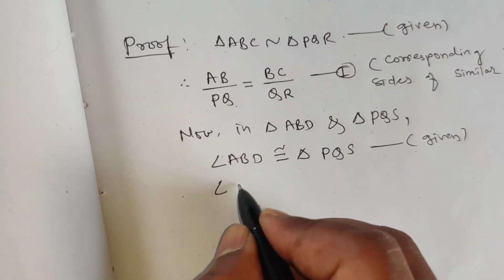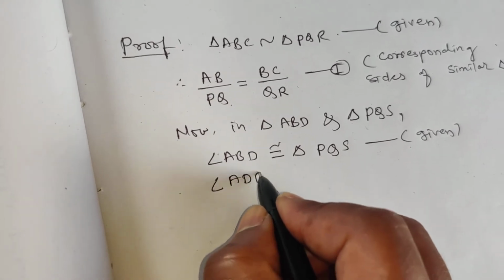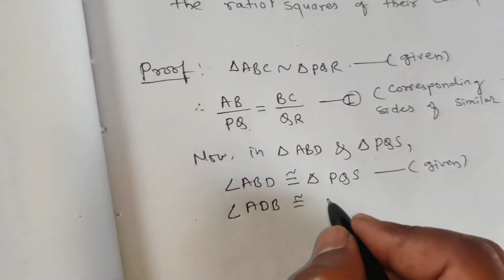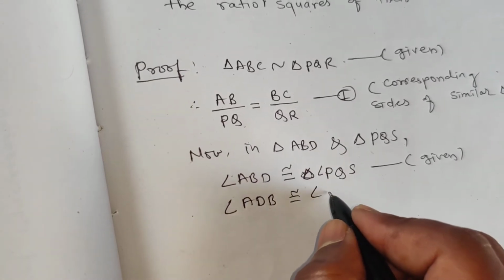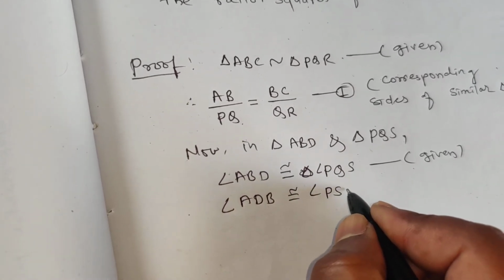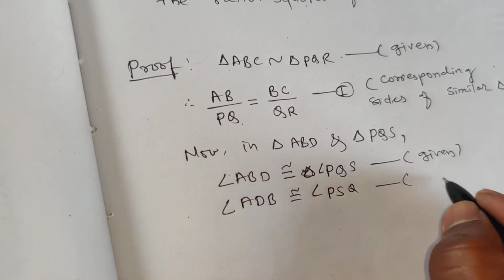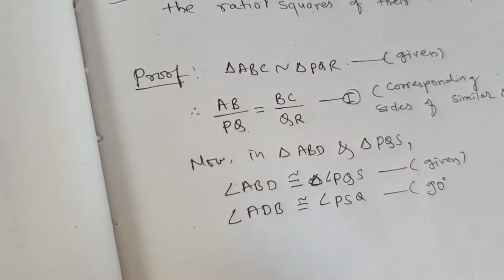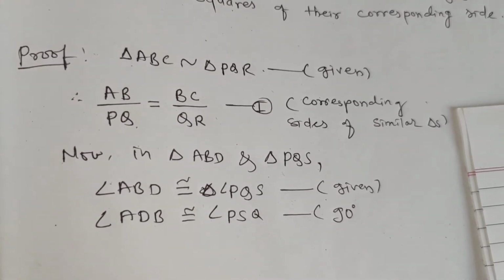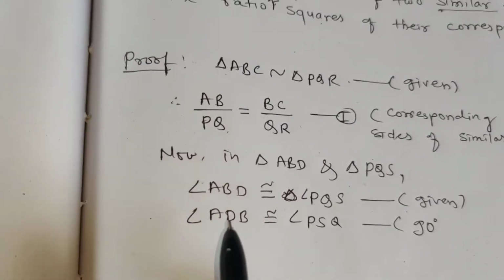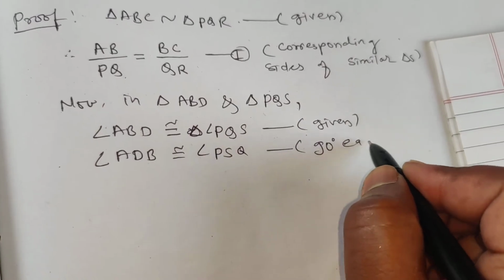Also angle ADB congruent angle PSQ, because we know that we have made a construction, we just drew the perpendicular lines there. Perpendicular means these two angles are 90 degrees each.